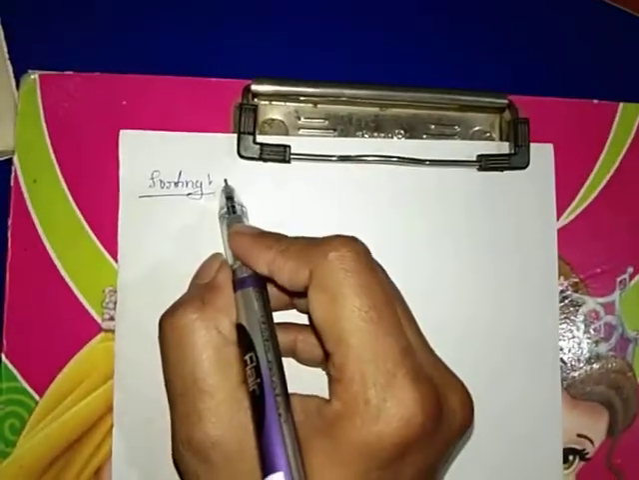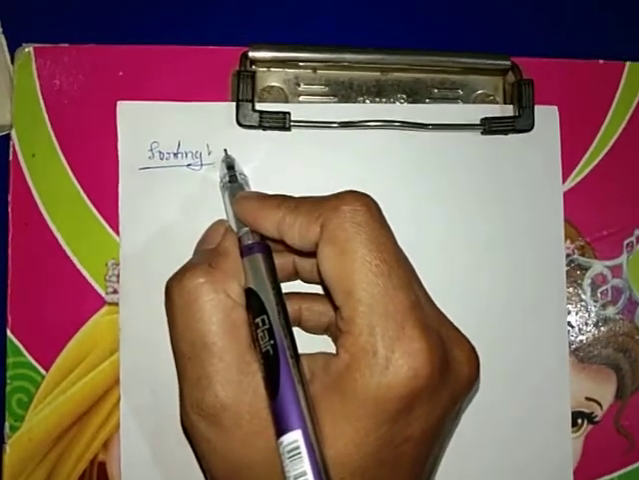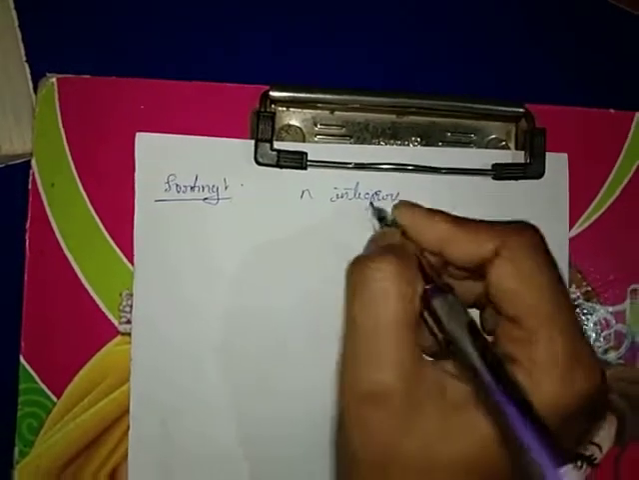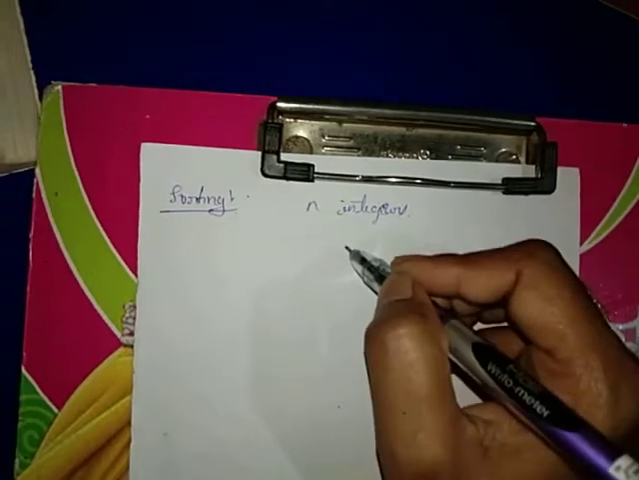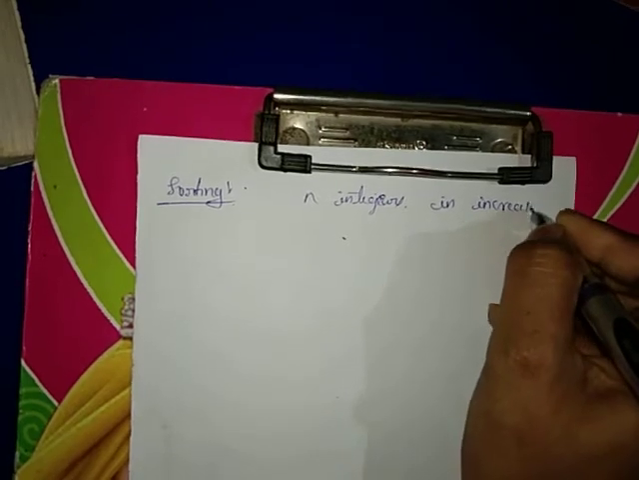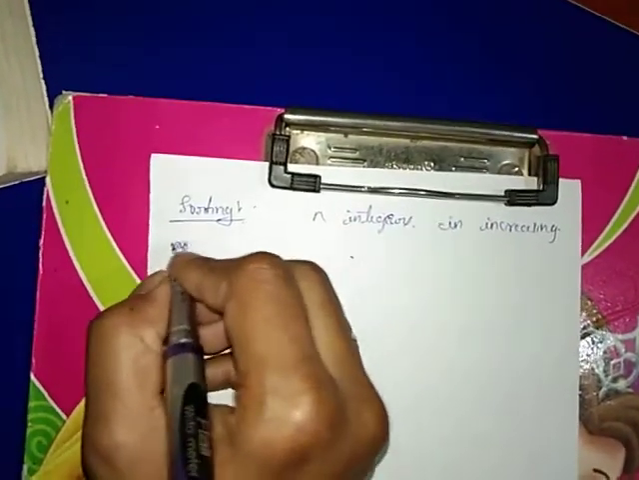So the next topic is sorting. Sorting means we have to rearrange or reorganize the given list of n integers. So there will be n integers. We have to rearrange those n integers in increasing order, either in increasing order or in non-decreasing order, whatever you want to call it.